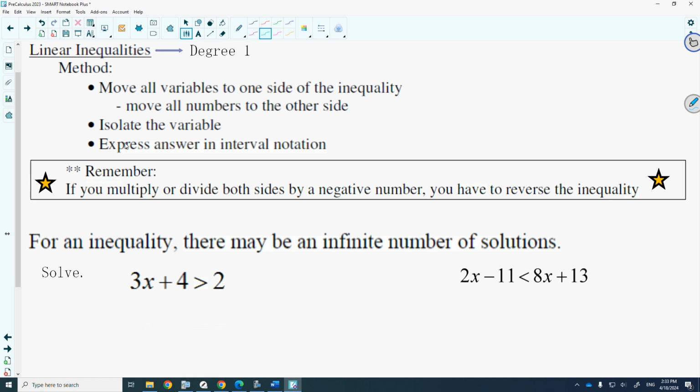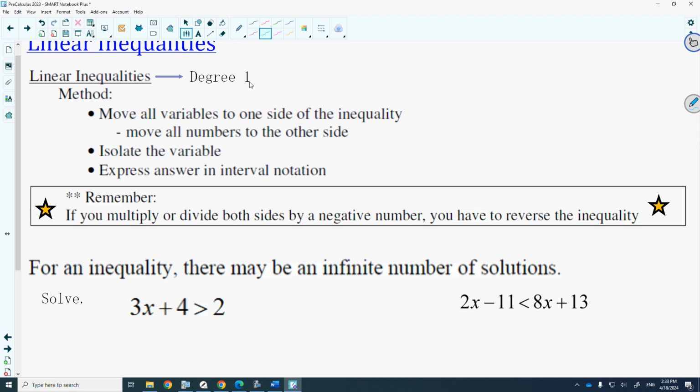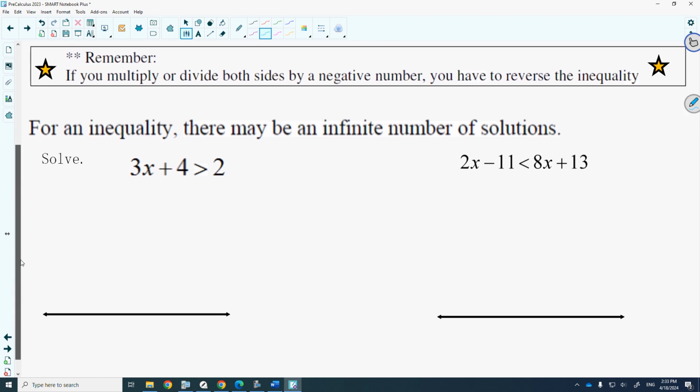Remember that an inequality has an inequality symbol. So this is the greater than symbol, that's a less than. It could be greater than or equal to or less than or equal to. Linear inequalities are degree 1. These are the steps to solve linear inequalities: move all variables to one side, isolate the variable, and express your answer in interval notation. So let's do this first one here.